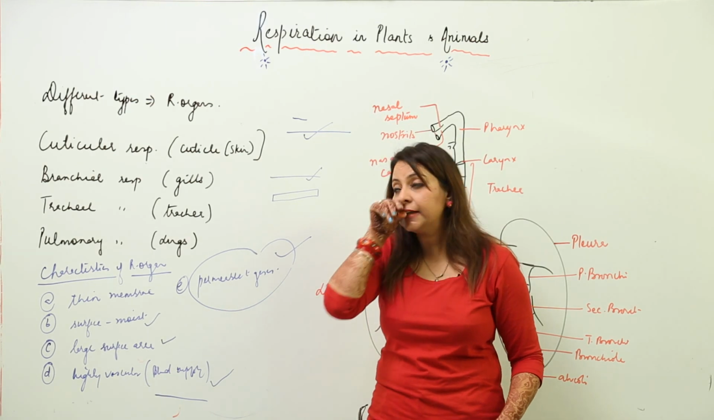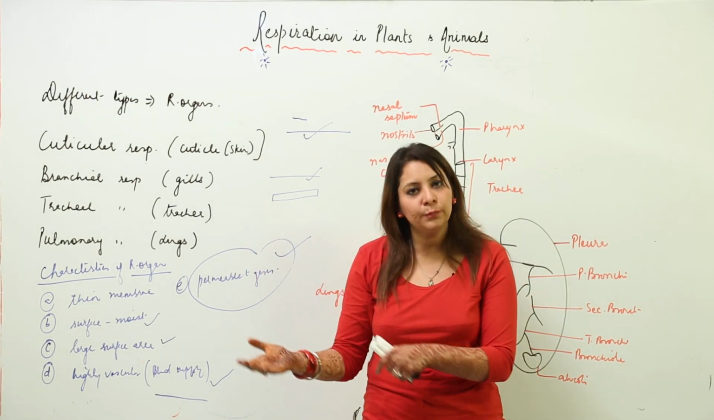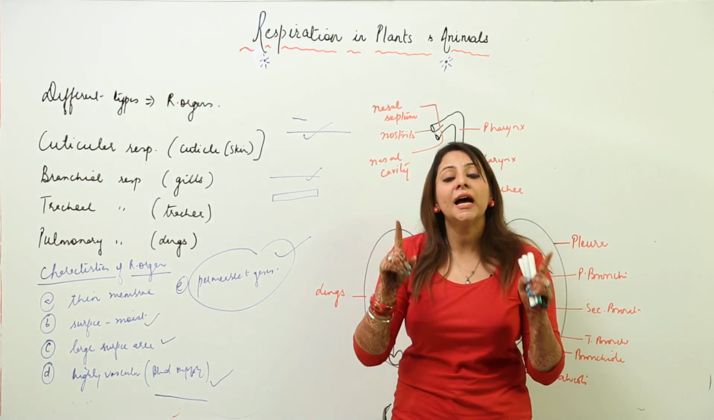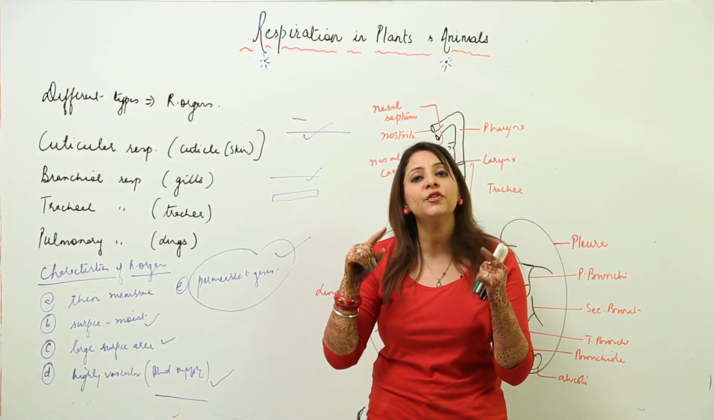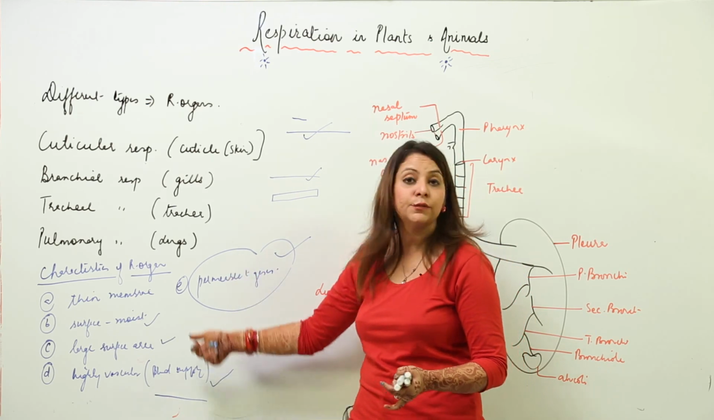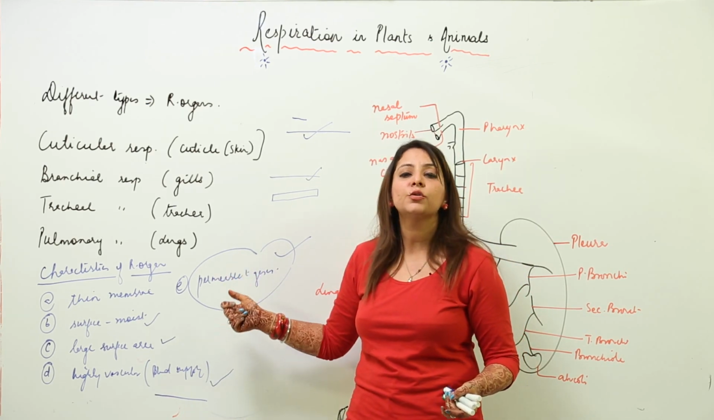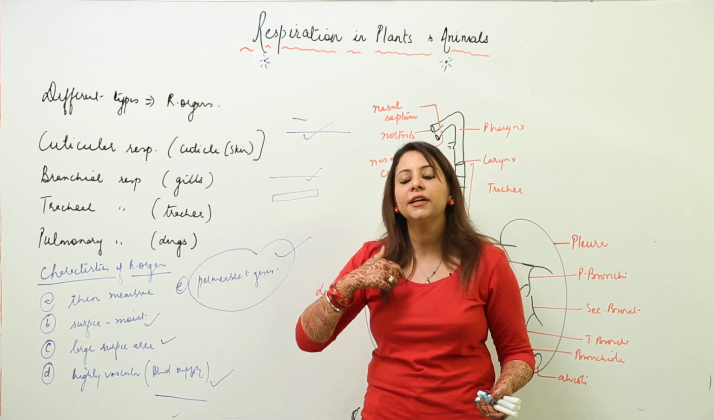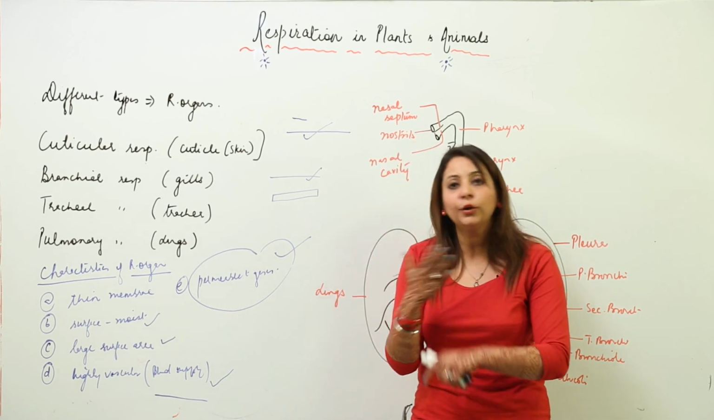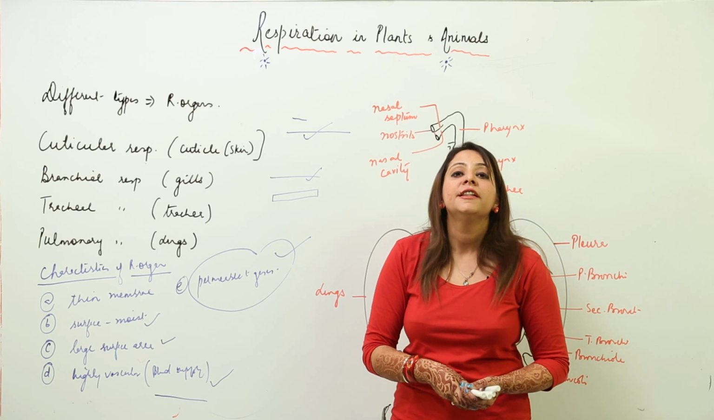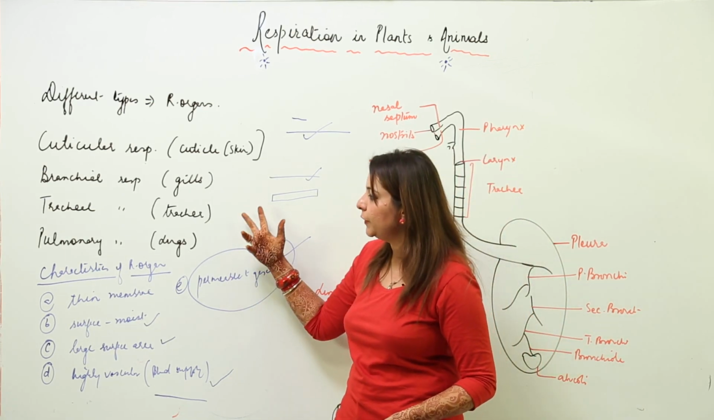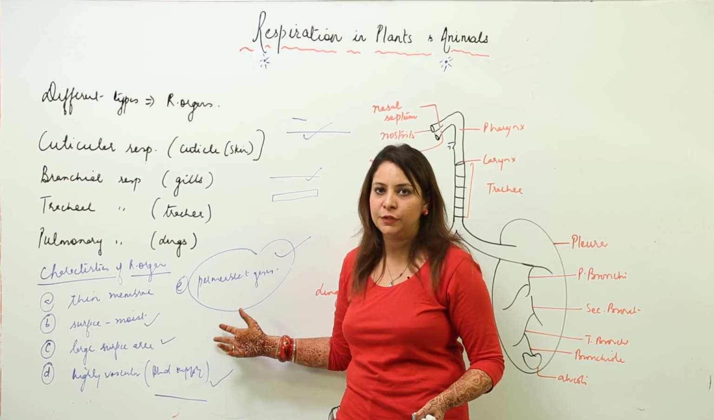We are not talking about which of them is the most efficient one. Keep that in mind. I am just saying that the organ which acts as a respiratory organ should possess these 5 characteristics. Then only is it going to act as a good respiratory organ. Otherwise it is not going to show any kind of respiration, because there won't be any diffusion of gases. So these are the different respiratory organs and the characteristics of respiratory organs.